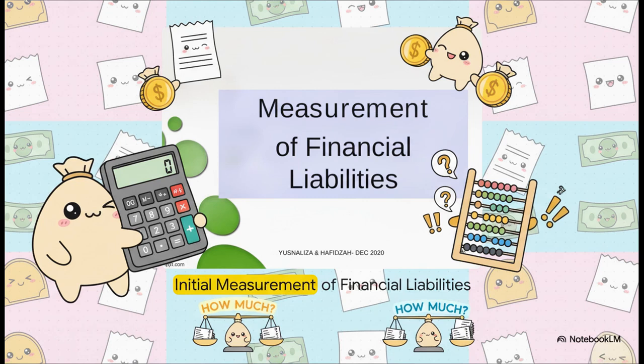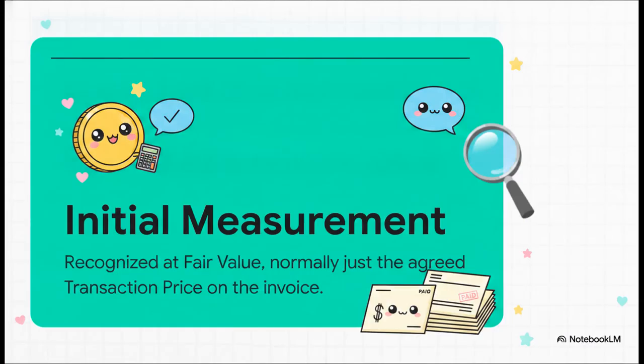Now let's translate all these theoretical MFRS rules into the actual numbers and journal entries you'll be writing in your exam booklets. Once we know when to recognize the payable, we need to know how much to record it for. This is what we call initial measurement. The standard states that a financial liability is initially measured at its fair value plus any transaction costs directly attributable to it. But here's some really good news for your diploma-level questions. Practically speaking, this fair value on initial recognition is normally just the transaction price. It's simply the agreed-upon amount listed right there on the supplier's invoice.